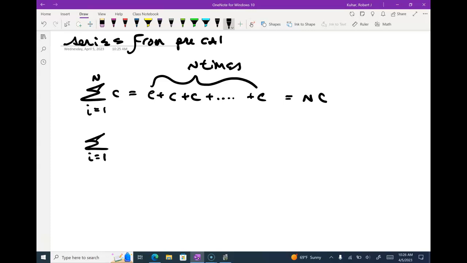The second one is a famous one. The sum from i equals 1 to n of the indices i. So now I'm just summing up the number i. So 1 plus 2 plus 3 plus dot, dot, dot, all the way till I get to what's my very last number.